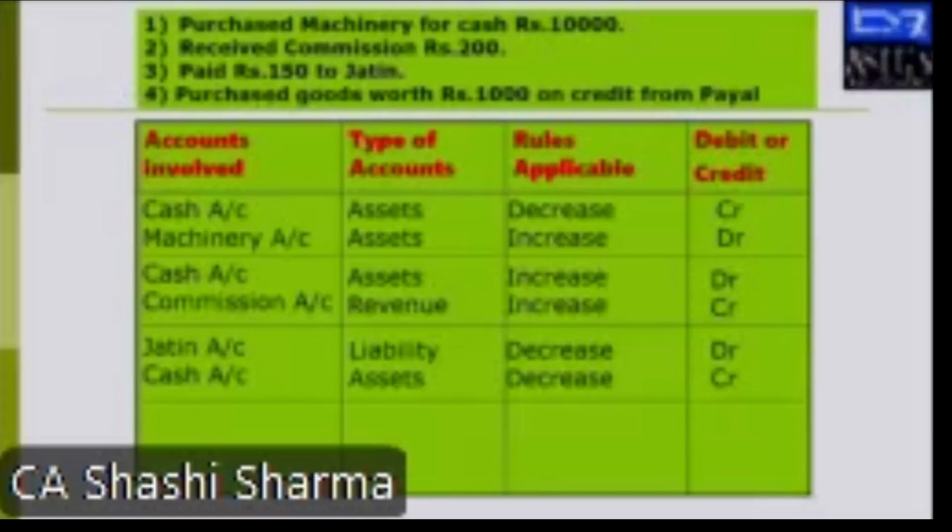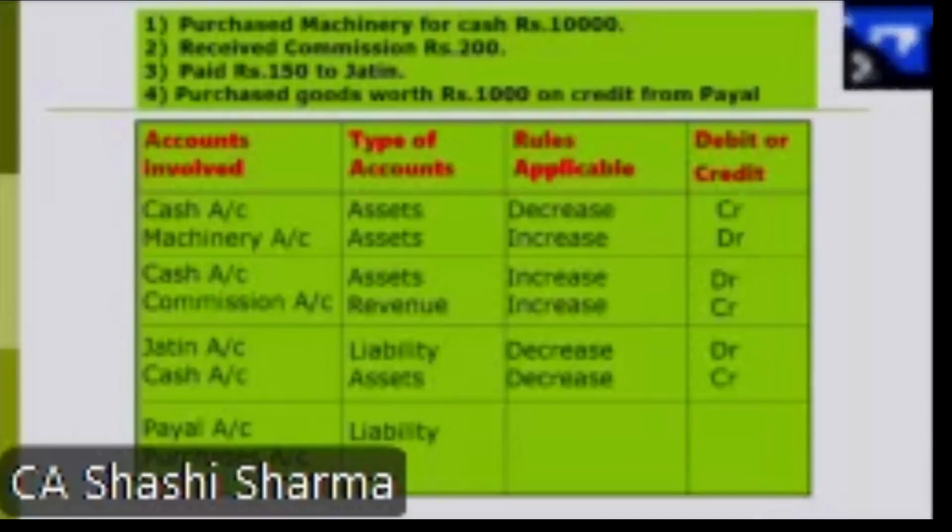And the fourth transaction. Again, the name in this case seems to be different. Instead of Ganika, the name is Payal Bensandia. We are purchasing goods from a person on credit. And when you purchase something from someone on credit, you become liable to pay the amount to that person on a certain later date. Your liability is getting increased. So Payal account is a liability for you.